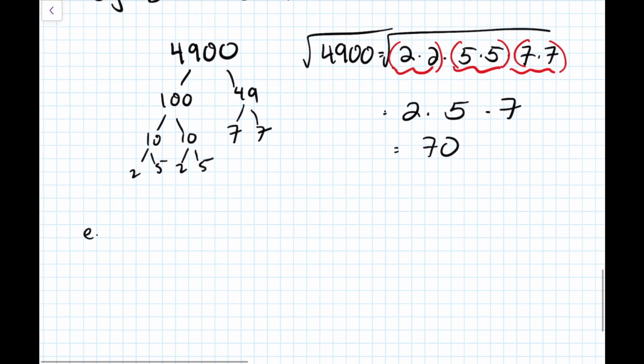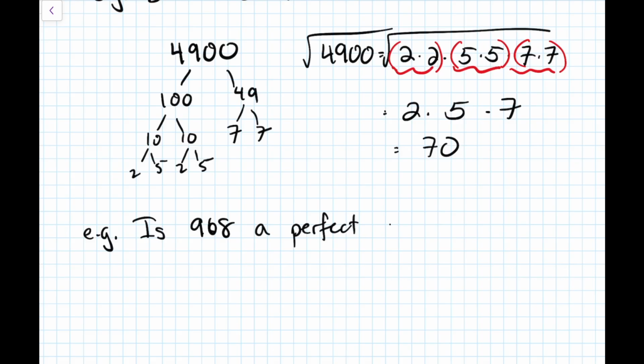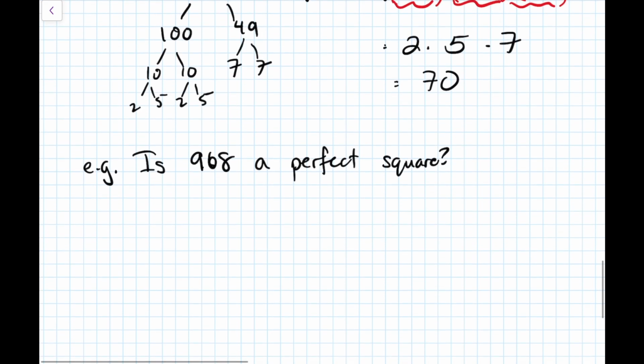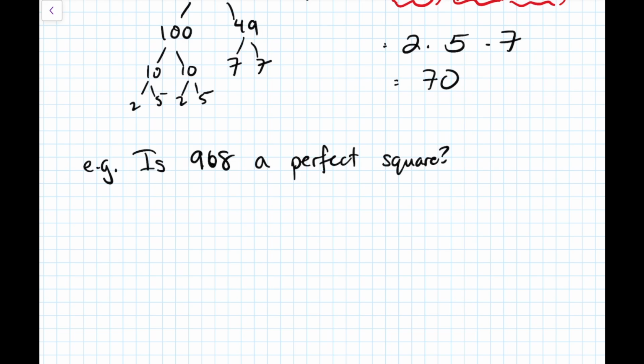So let's try to apply this knowledge in a slightly different way. Instead of just finding perfect squares, we can also test to see if something is a perfect square. So 968. I want to know, is this thing a perfect square? Yes or no? You might not be surprised to find out that we want prime factorization to do this. I'm going to skip over finding the prime factorization and just tell you what it is. So the prime factorization of 968 is 2 times 2 times 2 times 11 times 11.